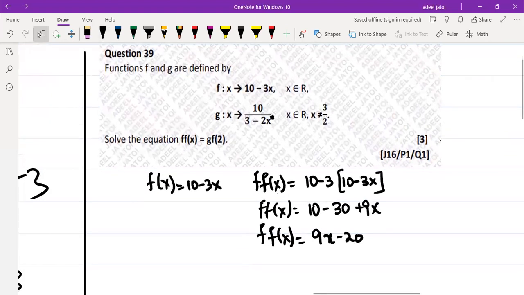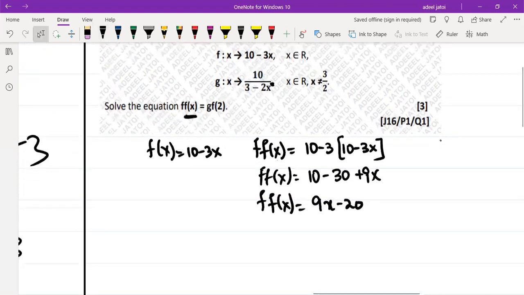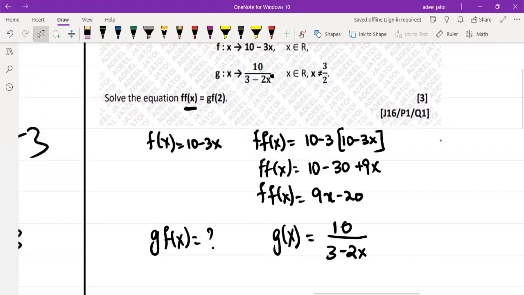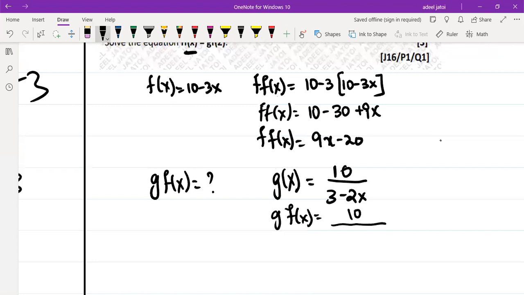Now considering that this is just the left side of the equation. Now g(f(x)), what does this mean? This means that g(x) is substituted. g(x) is 10 upon 3 minus 2x. So g is substituted with f(x). So if I write down g(f(x)), this should be 10 upon 3 minus 2 times, and this will be substituting f(x) in place of x, so that means 10 minus 3x.